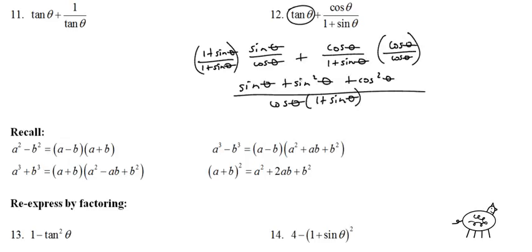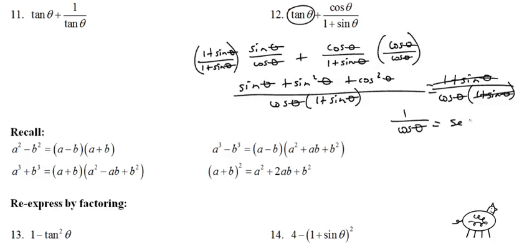So of course sine squared plus cosine squared equals 1. So I get 1 plus sine of theta on top, and cosine theta times 1 plus sine of theta. The 1 plus sine of theta are gone, and we have 1 over cosine of theta, which is just secant of theta. Alright, it's not too bad.